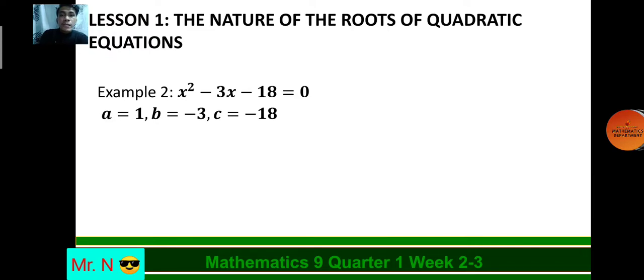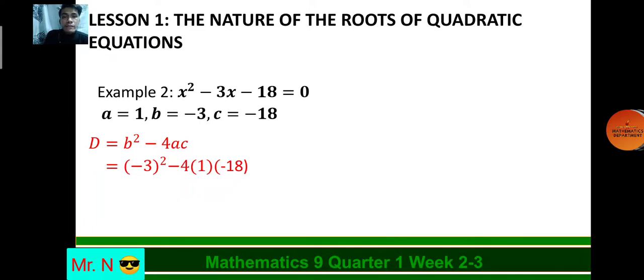Now, using the formula, B squared minus 4AC, let's substitute the values. The value of B is negative 3. The value of A is 1. And the value of C is negative 18. So we will have negative 3 raised to 2 minus 4 times 1 times negative 18. What is negative 3 raised to 2? That's 9.